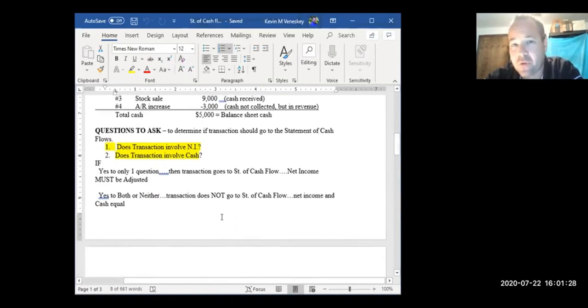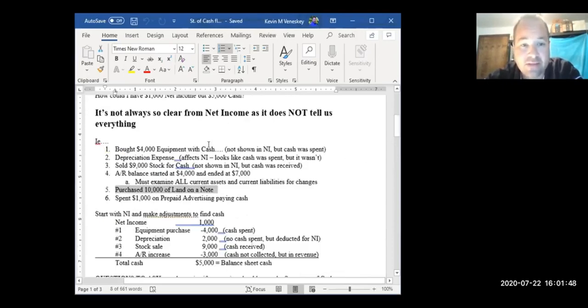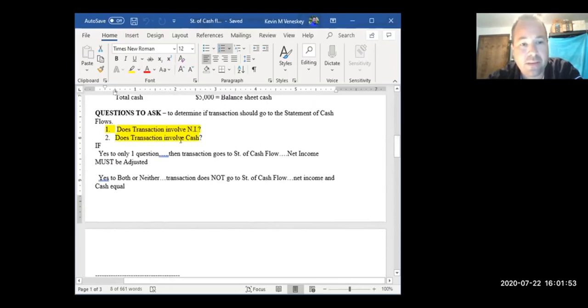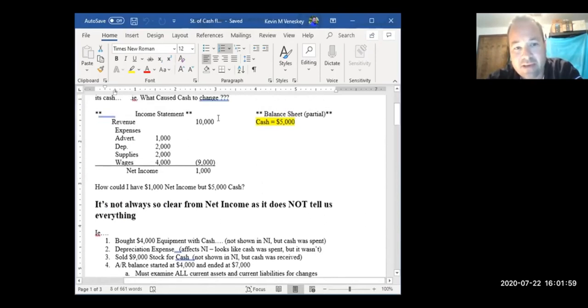How do I know if something even goes on the statement of cash flows? Ask yourself these two questions. Did the transaction involve net income? And then ask yourself, does the transaction involve cash? So you've got to actually physically write out the journal entry when you're given things like this. If you can't really visualize it in your head what the journal entry looks like, actually write it out. It's not a big deal. And then, does the transaction involve net income? What I mean by that is, does it have a revenue or an expense attached to it? Is one of the debits or credits a revenue or an expense? Because if it is, then it's going to affect net income.